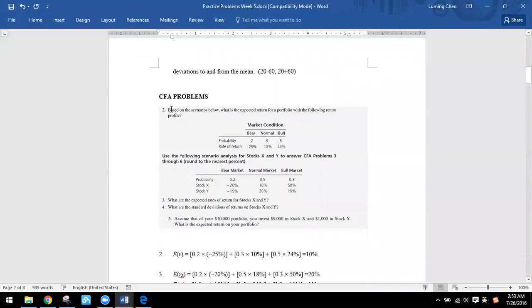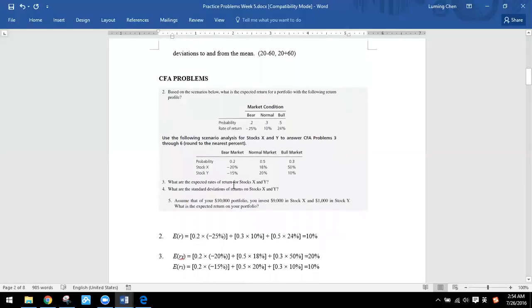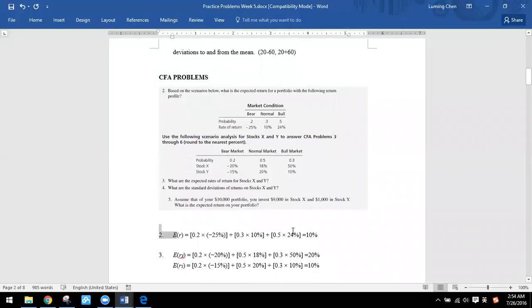CFA problem 2. Based on the scenarios below, what is the expected return for a portfolio with the following return profile? The same as the last question. There is a bad time, normal time, or the mean time, and the good time. So the expected return is the return times the probability of each time, and we sum it together. The expected return is 10%.